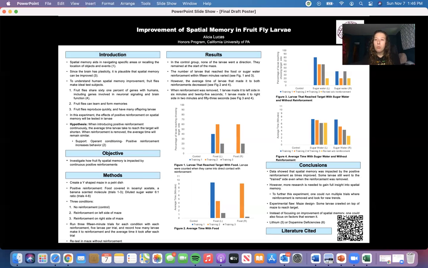So in every single trial, there were 3 conditions. So we had one maze where there was no reinforcement, another where there was reinforcement on the left side, and another where there was reinforcement on the right side.